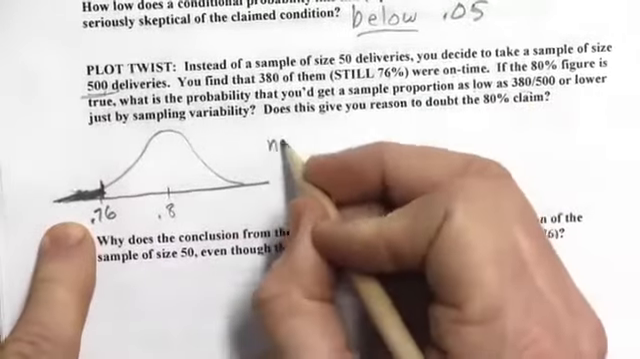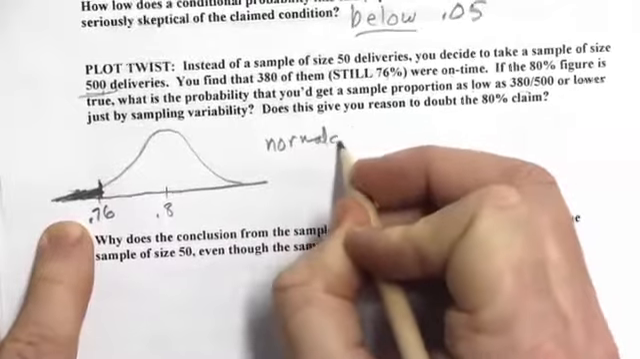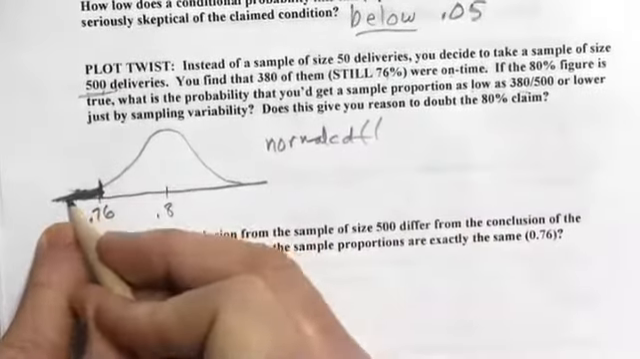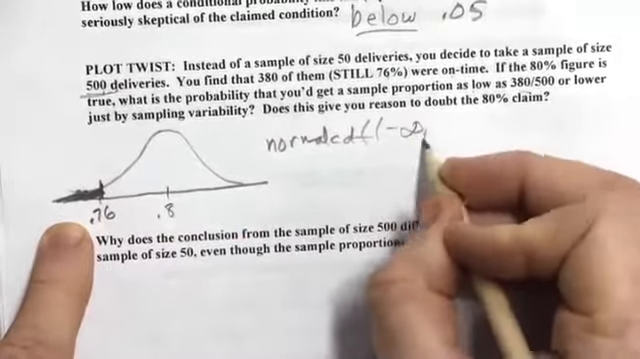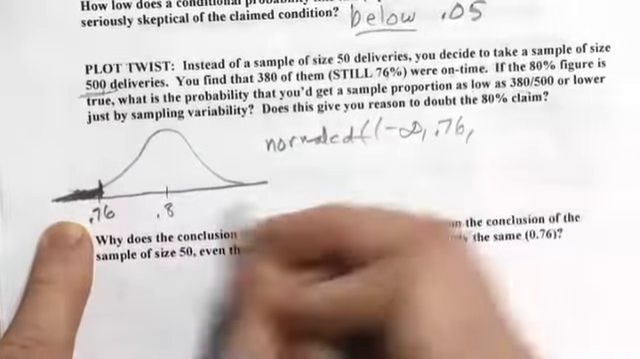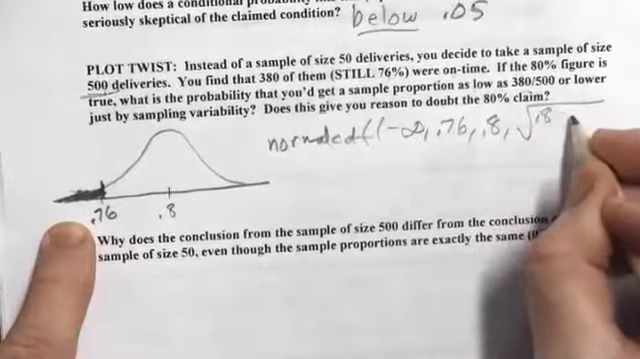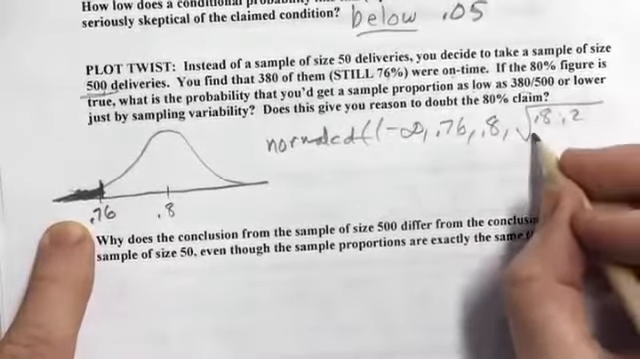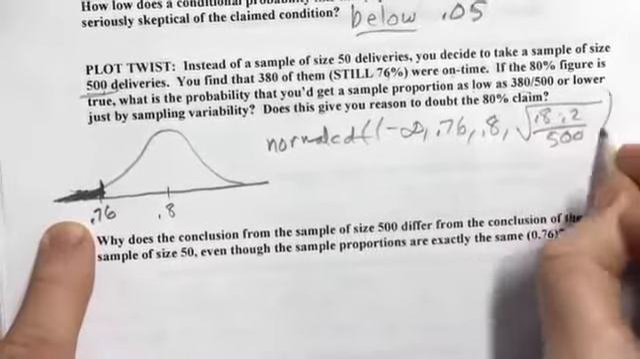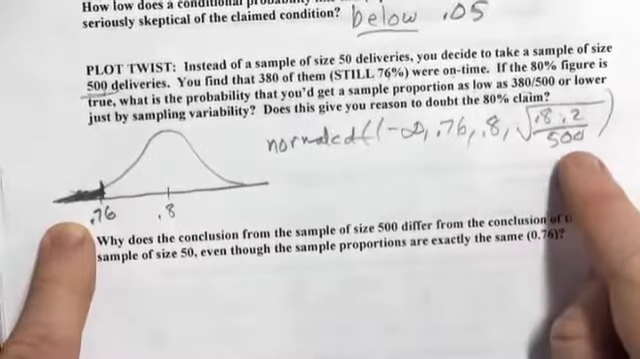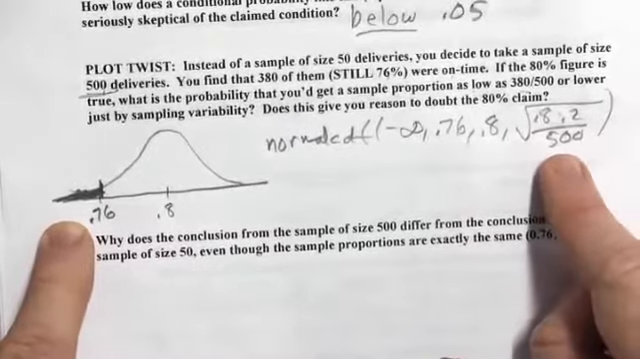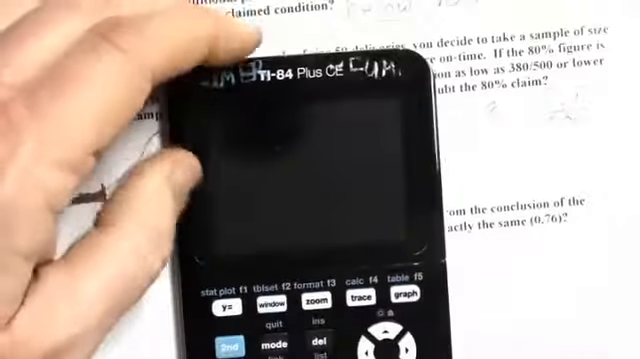Well, that's normal CDF again. Normal CDF. The shaded area goes from negative infinity to 0.76. Our mean is 0.8. And our standard deviation is the square root of 0.8 times 0.2 over 500, a considerably smaller value than it was before. That's the only difference in this problem, the sample size. So let's see what answer we get.